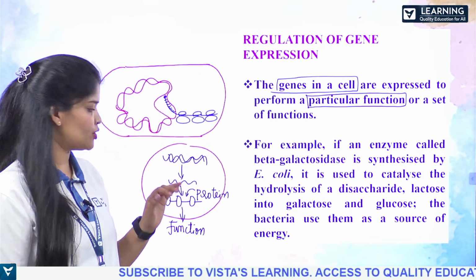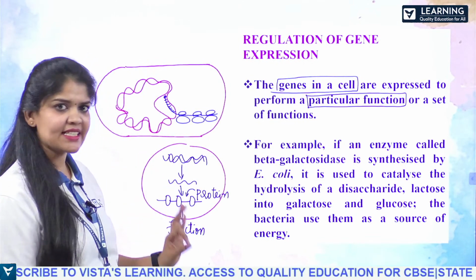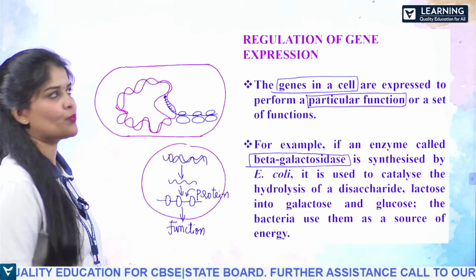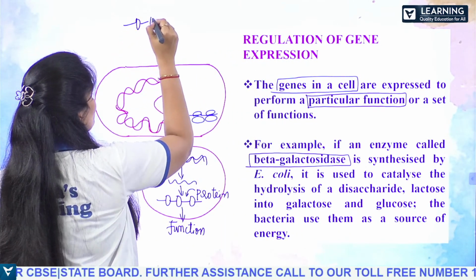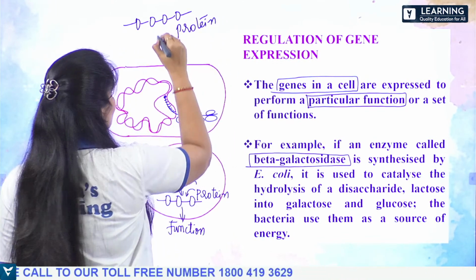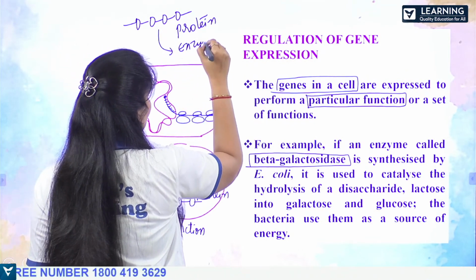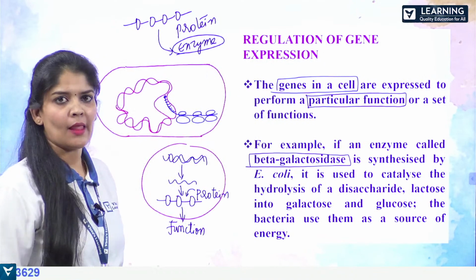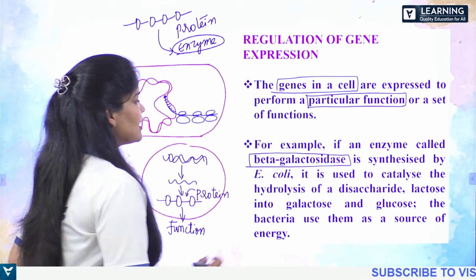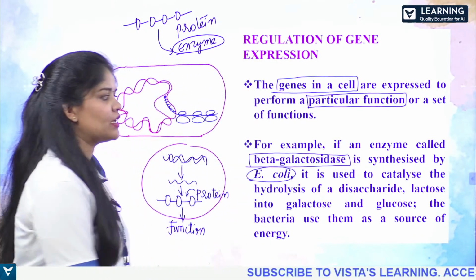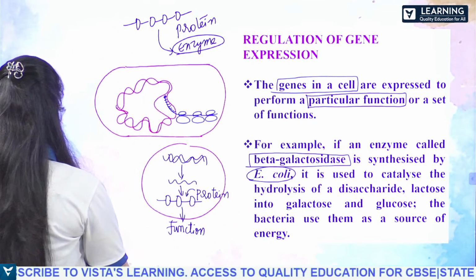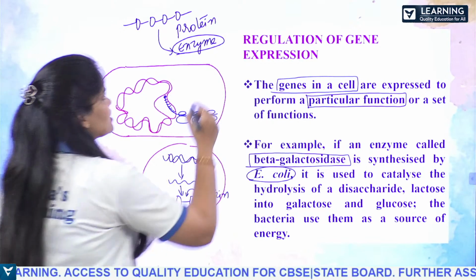For example, to make you understand this, consider an enzyme called beta galactosidase. If the translated protein needs to function as an enzyme, what happens here? That enzyme, beta galactosidase, is synthesized in Escherichia coli. It is used to catalyze the hydrolysis of a disaccharide. What is the function of beta galactosidase?